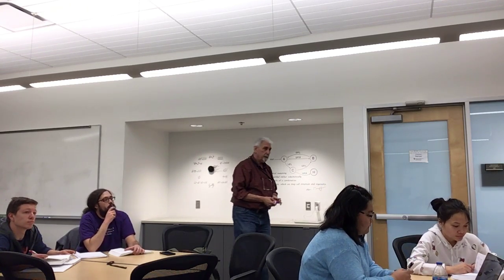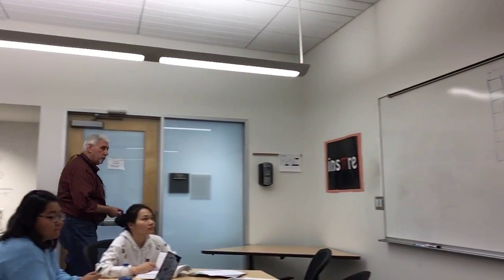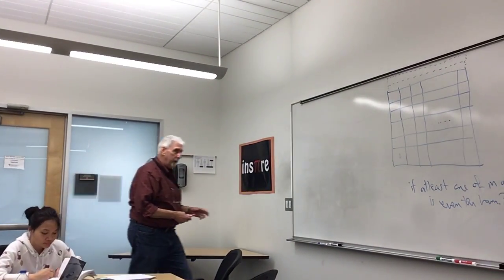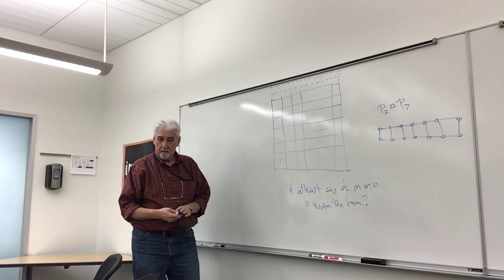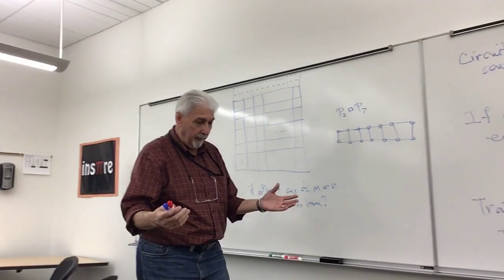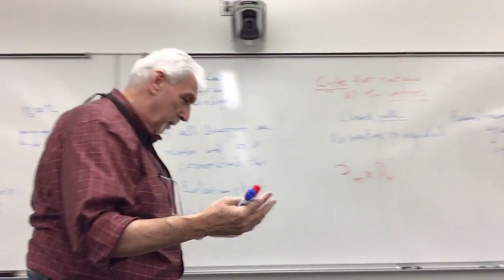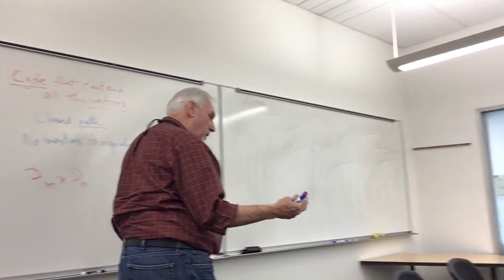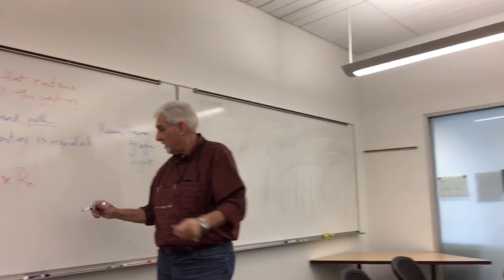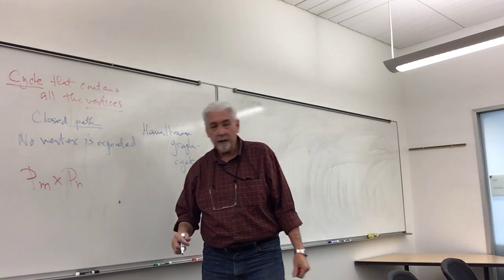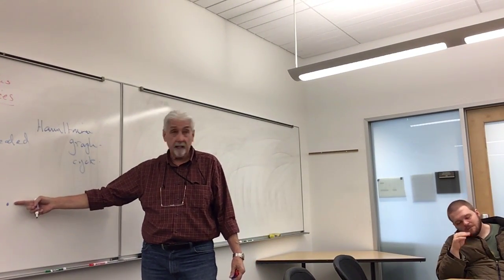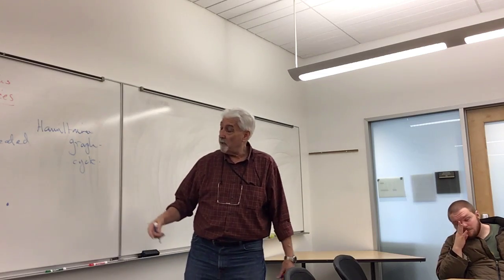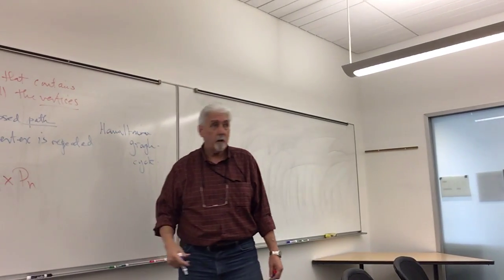Okay, so at least one of m and n is even. Oh, maybe that's why I wrote this down. Okay, so let's start with the small cases. Wait a second, we can't have 1 by 1. What's a 1 by 1 grid? It's one vertex. It's not very interesting, and it's not Hamiltonian. It doesn't contain any cycles. Okay, 2 by 2, that's okay. What about 3 by 3?